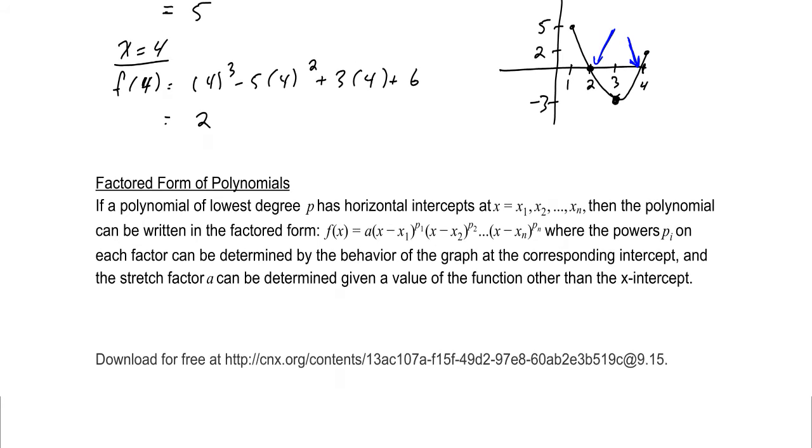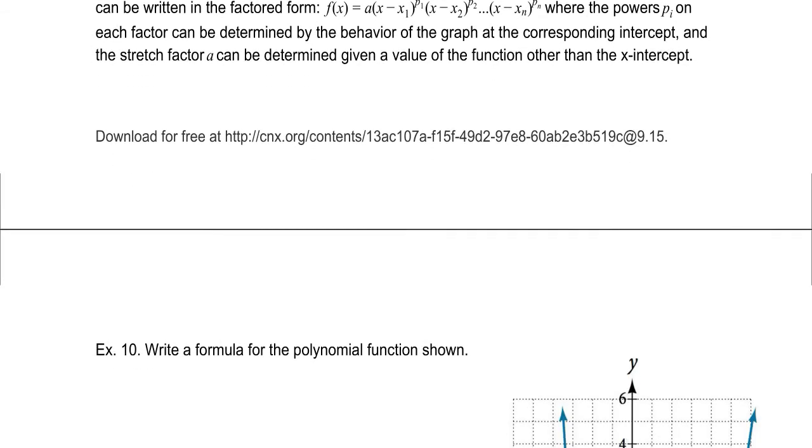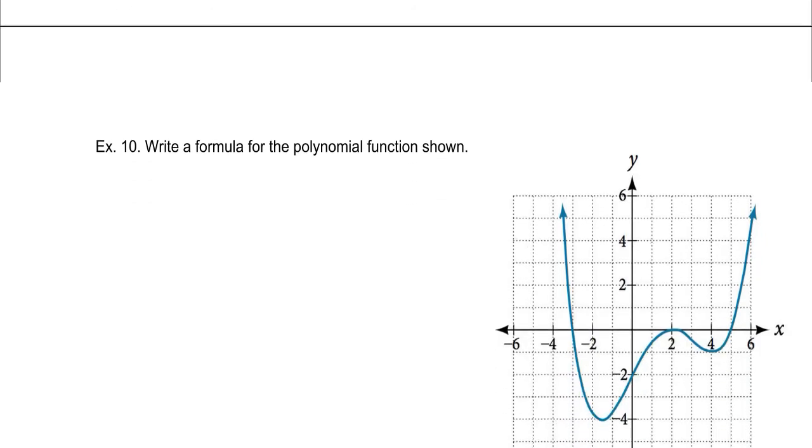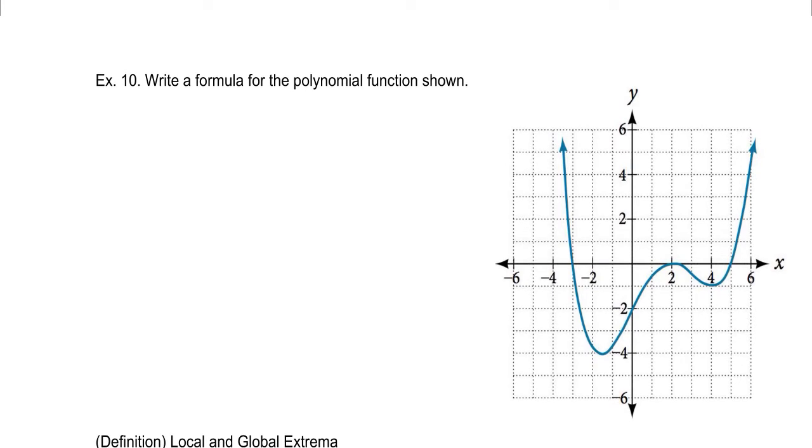We've already discussed this briefly, but the factored form of a polynomial, if we have horizontal or x-intercepts at x1, x2, all the way to xn, then the polynomial can be written as a times (x minus x1) to the p1, times (x minus x2) to the p2, etc. Our intercepts tell us the factors, which, like I said, we've used several times. So what we're going to do is find the formula for a polynomial based on those intercepts. Now we can find the multiplicities based on the behavior.